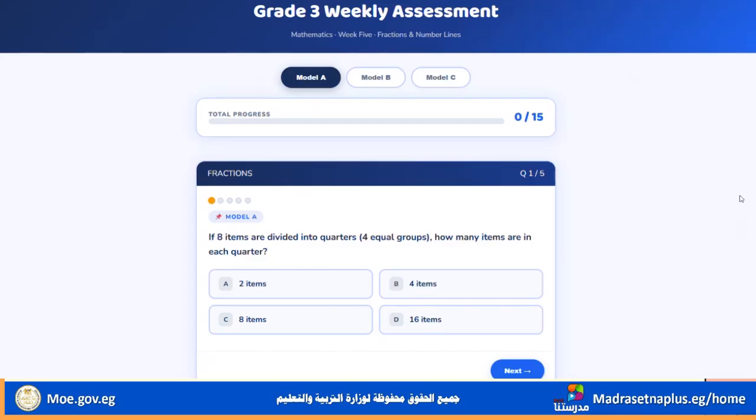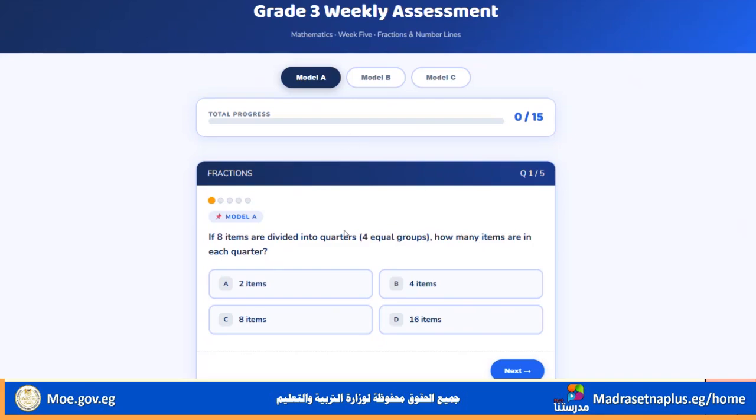Now, with the assessment for this week, you can get the exercise. We have 3 models. Each model consists of 5 problems. Let's answer them together. Let's start with model A.